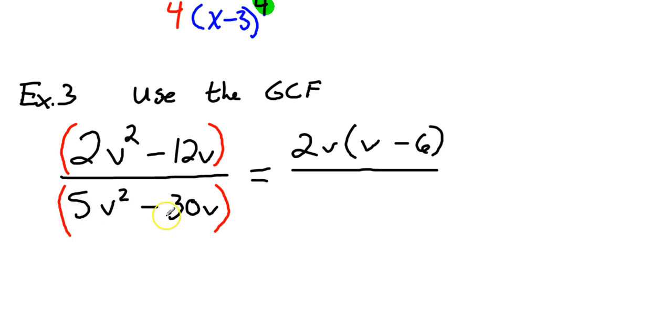And the bottom part, 5 and 30, you can divide them both by 5. They both have a v, so we'll take that out. When you do that, you're left with 1 and a v on the inside. 30 divided by 5 is 6.